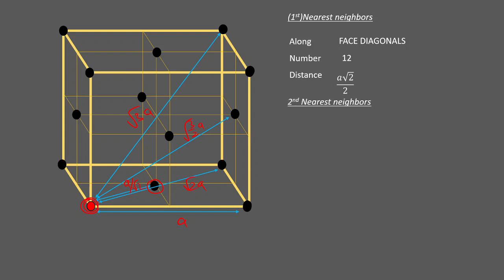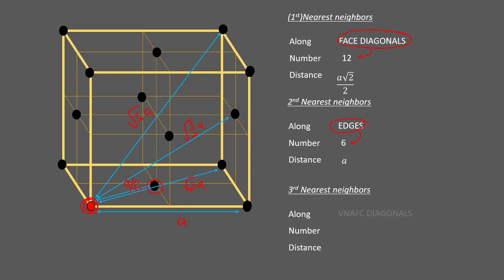Second nearest neighbor, you will get them along the edges, right? And the number will be 6. So anytime you get along edge, you get this number 6. Anytime you get neighbors along face diagonal, you get this number 12. Distance is A. Third nearest neighbor, and this is where the FCC lines, the FCC diagonals become important, because now you will get the third nearest neighbor along the FCC diagonals, and the number will be extremely large, 24, and the distance will be root 3 by 2 times A.